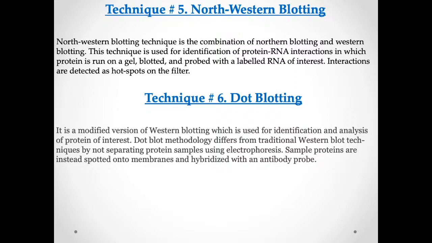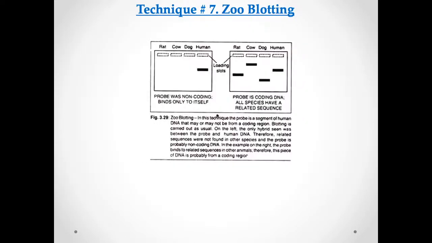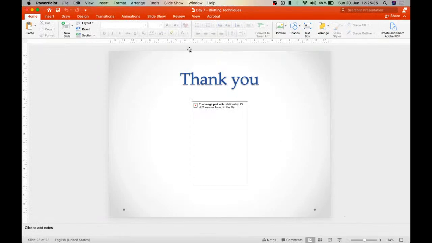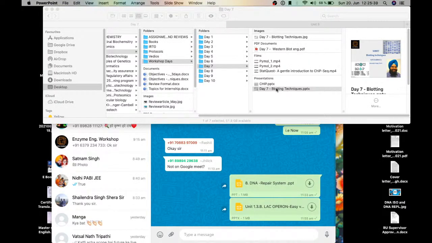Dot blotting is a modified version of the Western blotting, which is done to identify and analyze various proteins of interest. The dot blot methodology differs from traditional Western blot technology by not separating proteins by electrophoresis. And last but not least is zoo blotting, in which there is a non-coding region, which does not code, and there is a coding region, and then you check across different species, that is rat, cow, dog, human, and then you can explain which are the coding regions and which are the non-coding regions. So that was it from the perspective of blotting techniques.